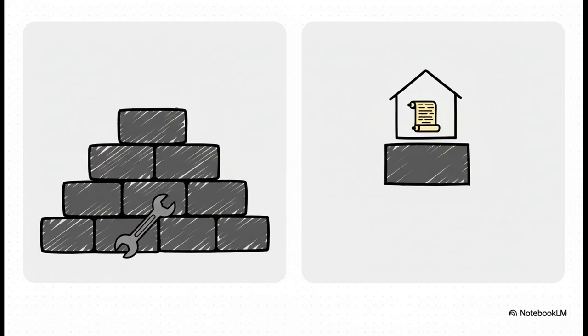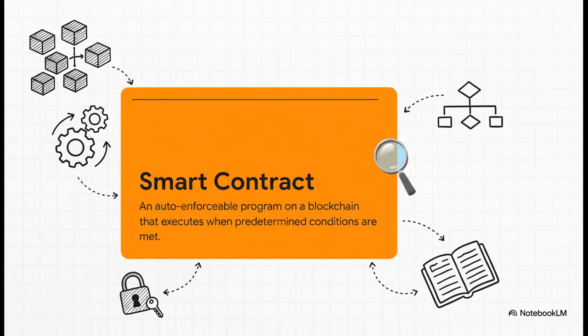Golang, on the left, is like building the highway itself, the core infrastructure, the pavement. Solidity, on the right, is for building the cars that drive on that highway, the apps and smart contracts that run on an existing network like Ethereum. Two very different jobs.